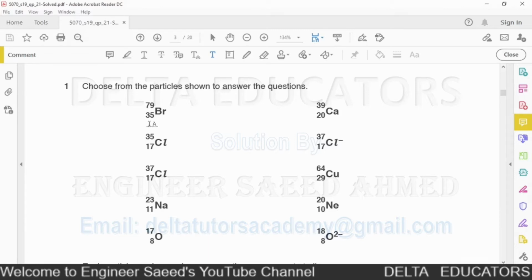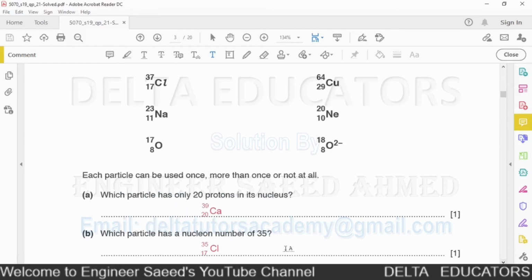Now here it is asked, we have to find out the particle that has 20 protons. 20 protons means proton number 20. Now if we check the list, it is clear that in calcium the proton number is 20. So we can say the number of protons 20 is in calcium. So what is our answer? Our answer is calcium.